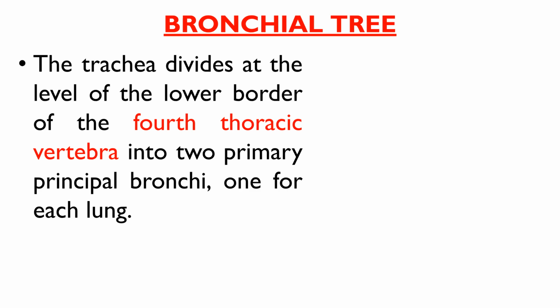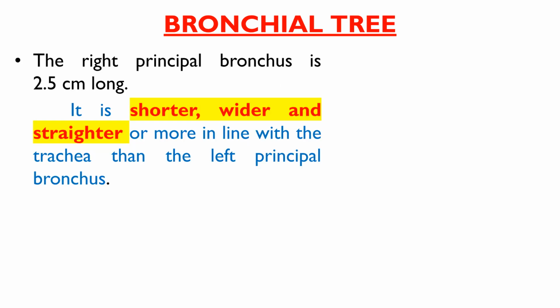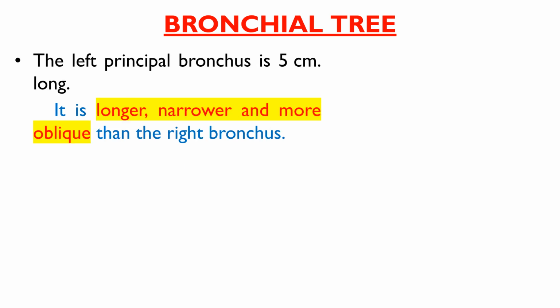The bronchial tree begins where the trachea divides at the lower border of the fourth thoracic vertebra into two primary principal bronchi, one for each lung. The right principal bronchus is short, about 2.5 centimeters long. It is wider and straighter, or more in line with the trachea than the left principal bronchus. Conversely, the left principal bronchus is longer, about 5 centimeters, narrower, and more oblique than the right bronchus.